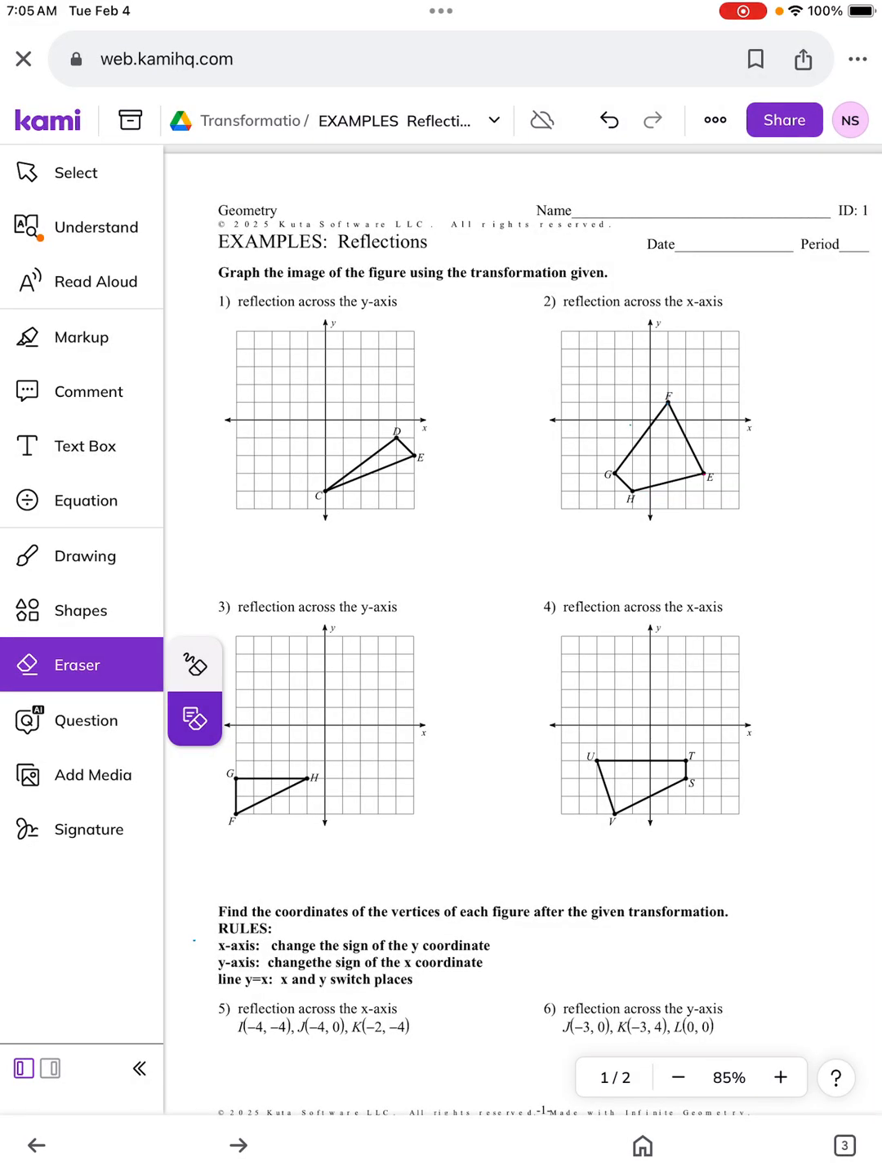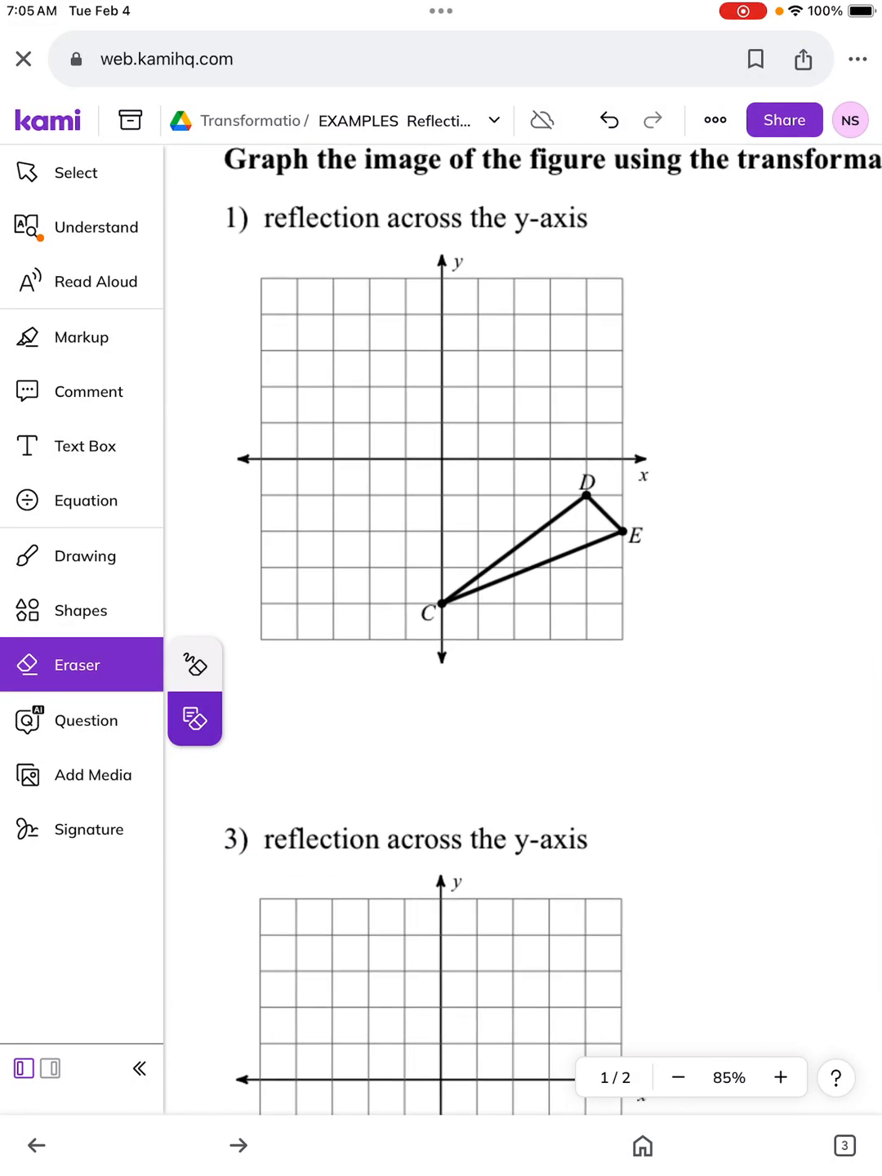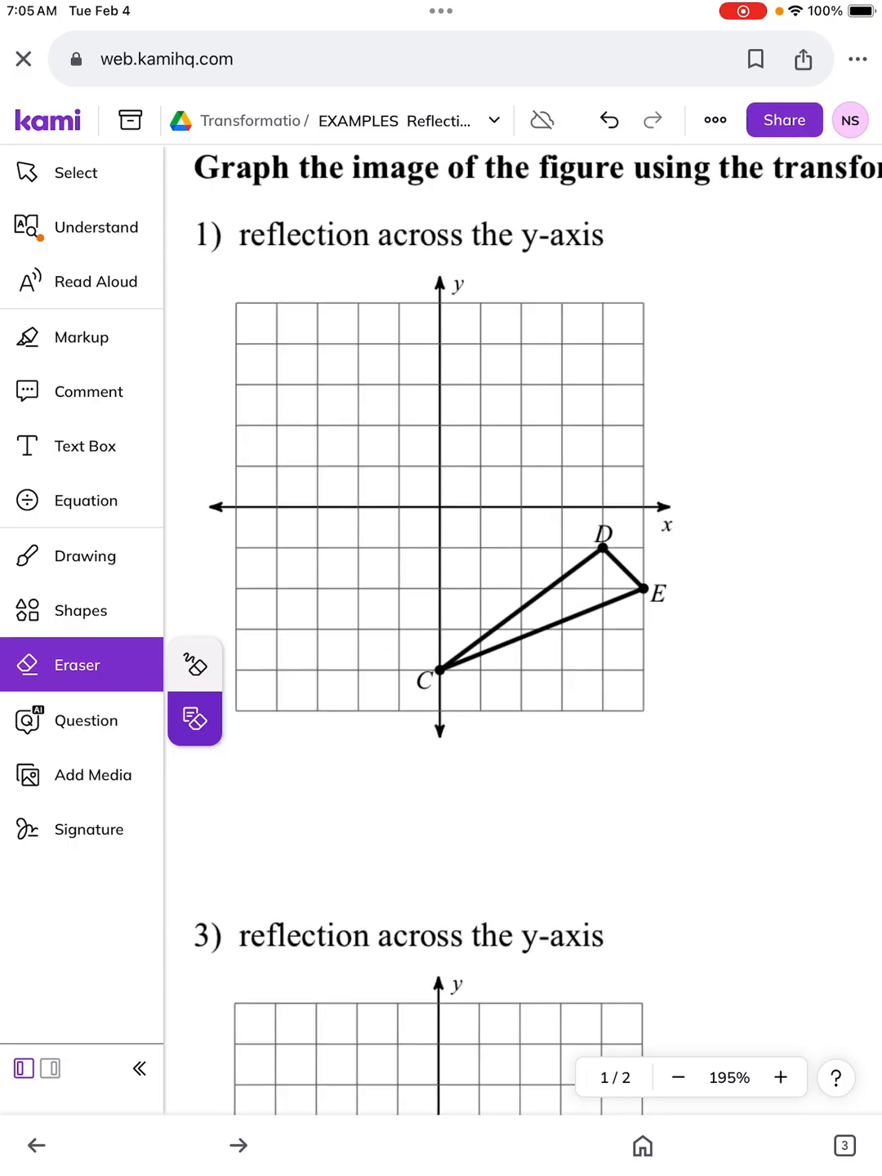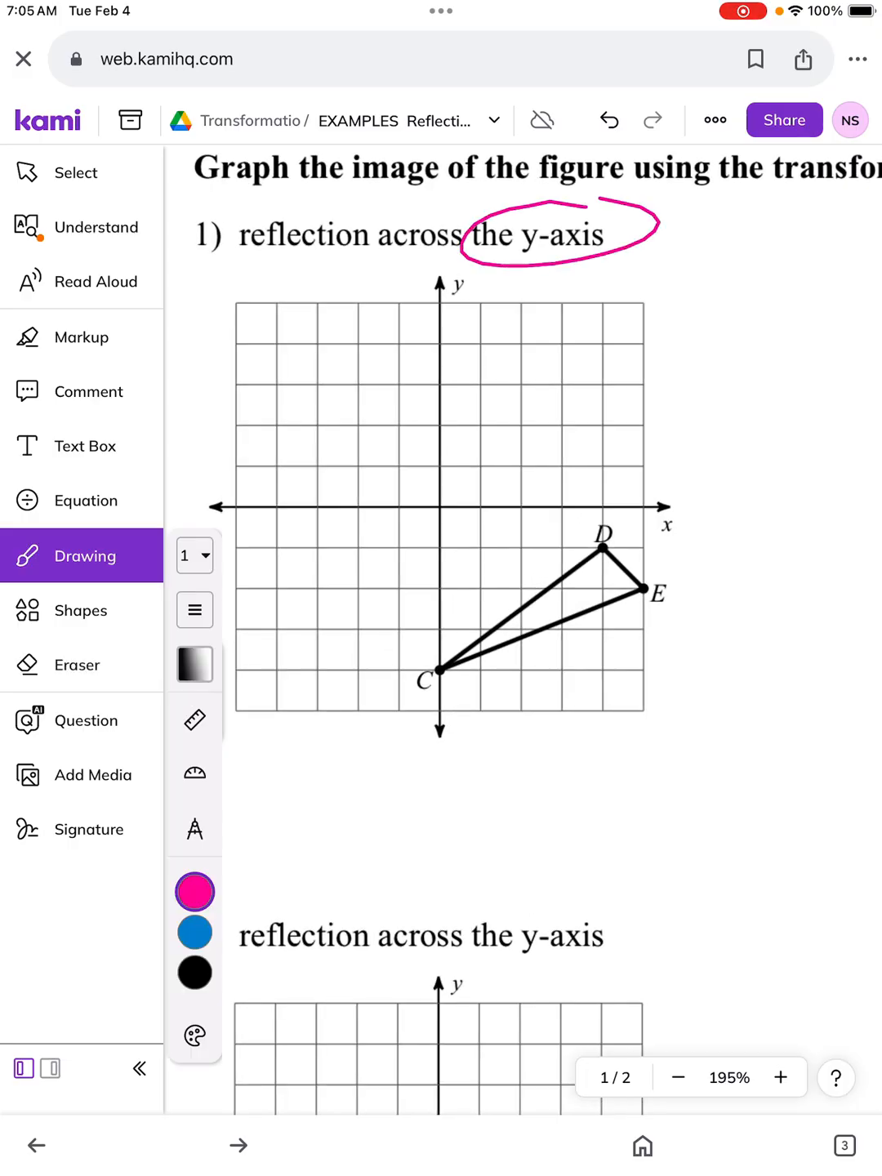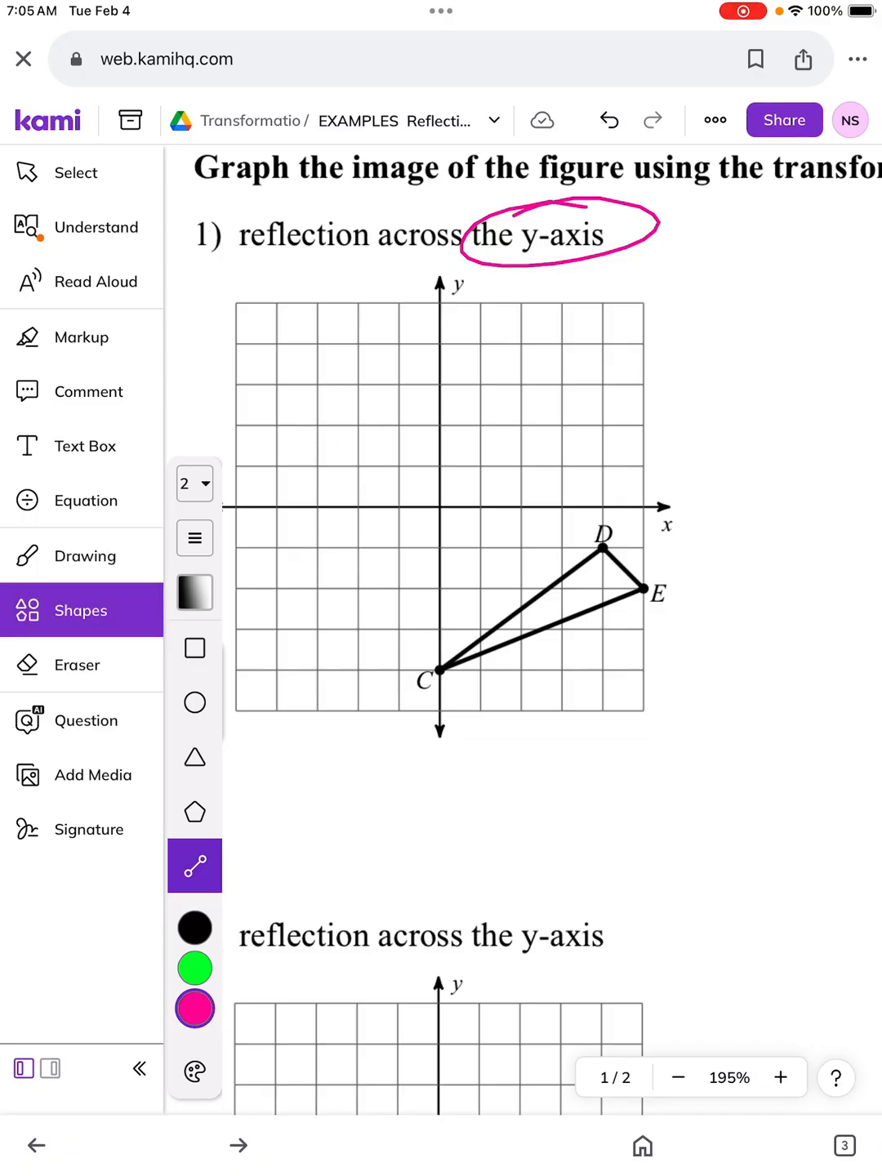Okay, so reflections. Here's what we're going to do. Right now it tells you to graph reflections across the y-axis. So what I suggest that you do is take your shape tool and draw a line on the y-axis, right? Because then we will remember what we are going to go over.